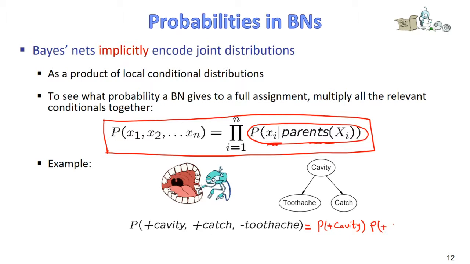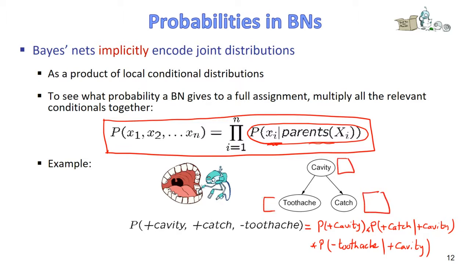Plus cavity, plus catch, given what? Given cavity, because that's the parent of catch. Given plus cavity, times the probability of, what's the third one? We had cavity, we had catch, probability of minus toothache, given its parent, which is plus cavity. And that's it. That's the probability. That's how we compute that probability if we have the conditional probability tables here, then we can compute this probability using these.